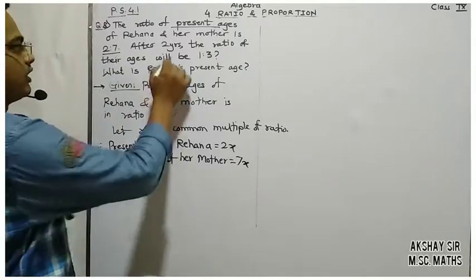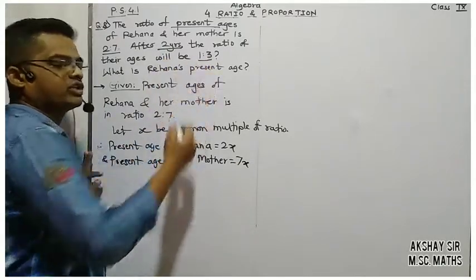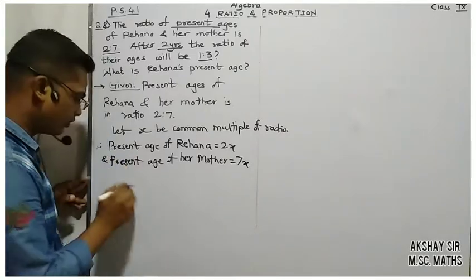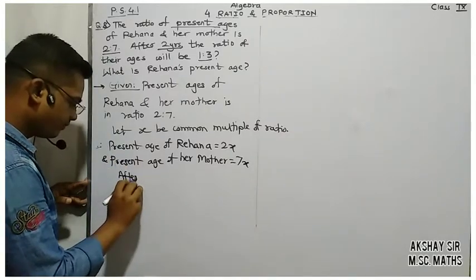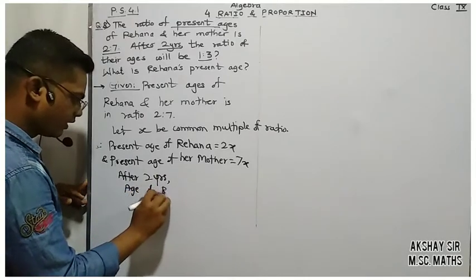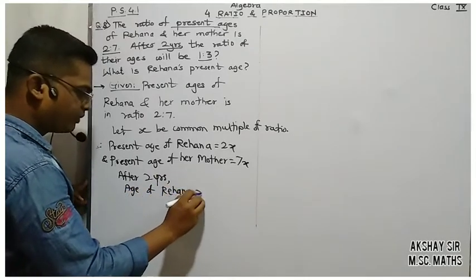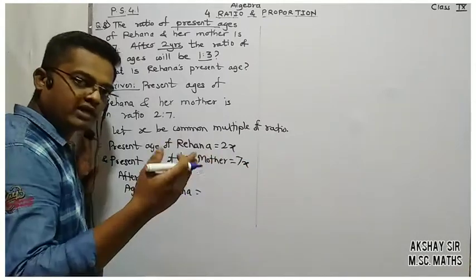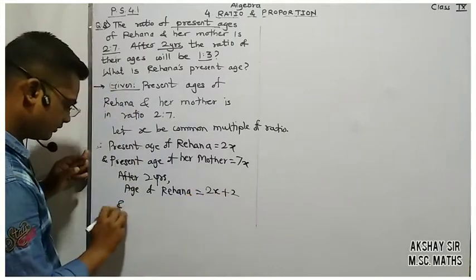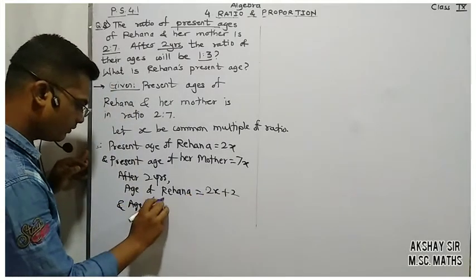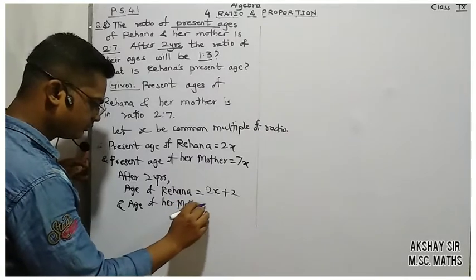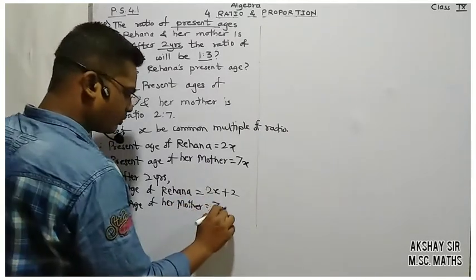Now what is happening after 2 years? After 2 years the ratio changes to 1 as to 3. So let us change their present ages to ages after 2 years. So after 2 years, the age of Rihanna will be, present age is 2x, after 2 years it will be plus 2, so 2x plus 2. And the age of her mother after 2 years, it is 7x, so 7x plus 2.